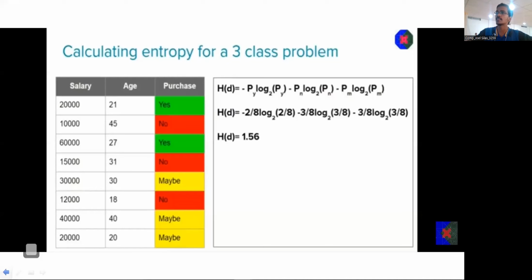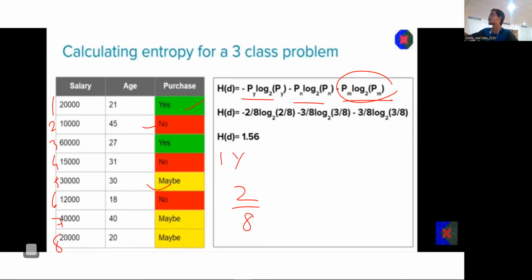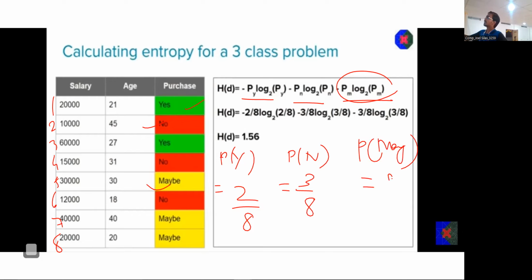Similarly, we can have three classes also in our calculation, such as yes, no, and maybe. So again, we'll have an additional term. Till now, we have calculated 2 terms, now 3. So probability of yes will be 2 out of 1, 2, 3, 4, 5, 6, 7, 8, that is 2 out of 8 examples. Probability of no will be 3 out of 8 examples, and probability of maybe is 3 out of 8 examples. So if we add all these probabilities, the summation will be equal to 8 upon 8, that is 1.